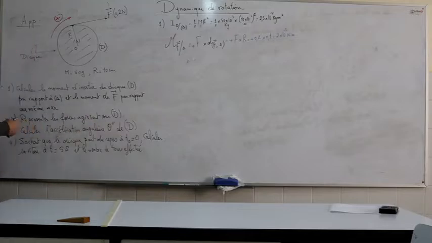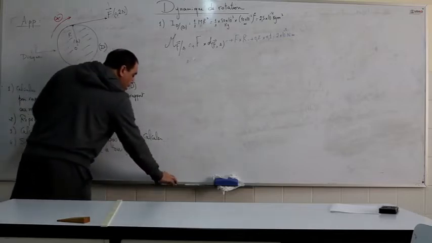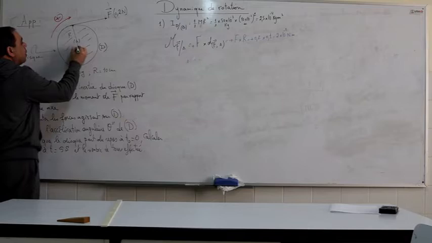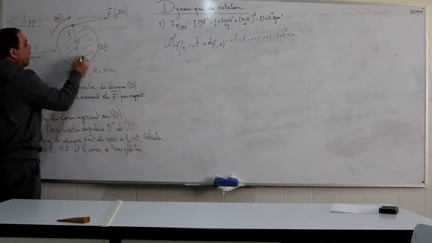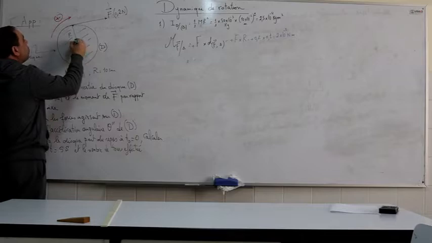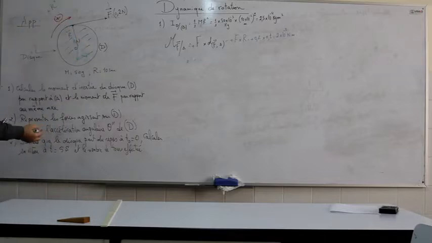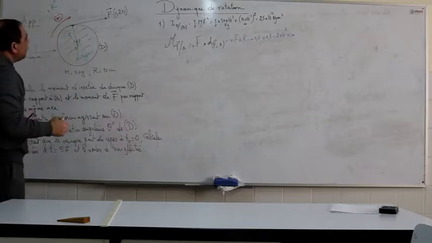The second part of the question requires us to draw the forces acting on the disk. So what are the forces acting on this disk? The weight of the disk, mg, and the reaction of the support, R, and of course the force F.